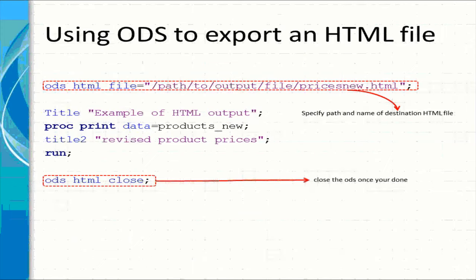So here's an example of using ODS to export an HTML file. You just use the ODS HTML statement, then your normal proc print code, and then you close off the ODS HTML with the ODS HTML close statement. All you need to specify on the ODS HTML file equals statement is the HTML file that you want to export data to, and everything else is handled for you.